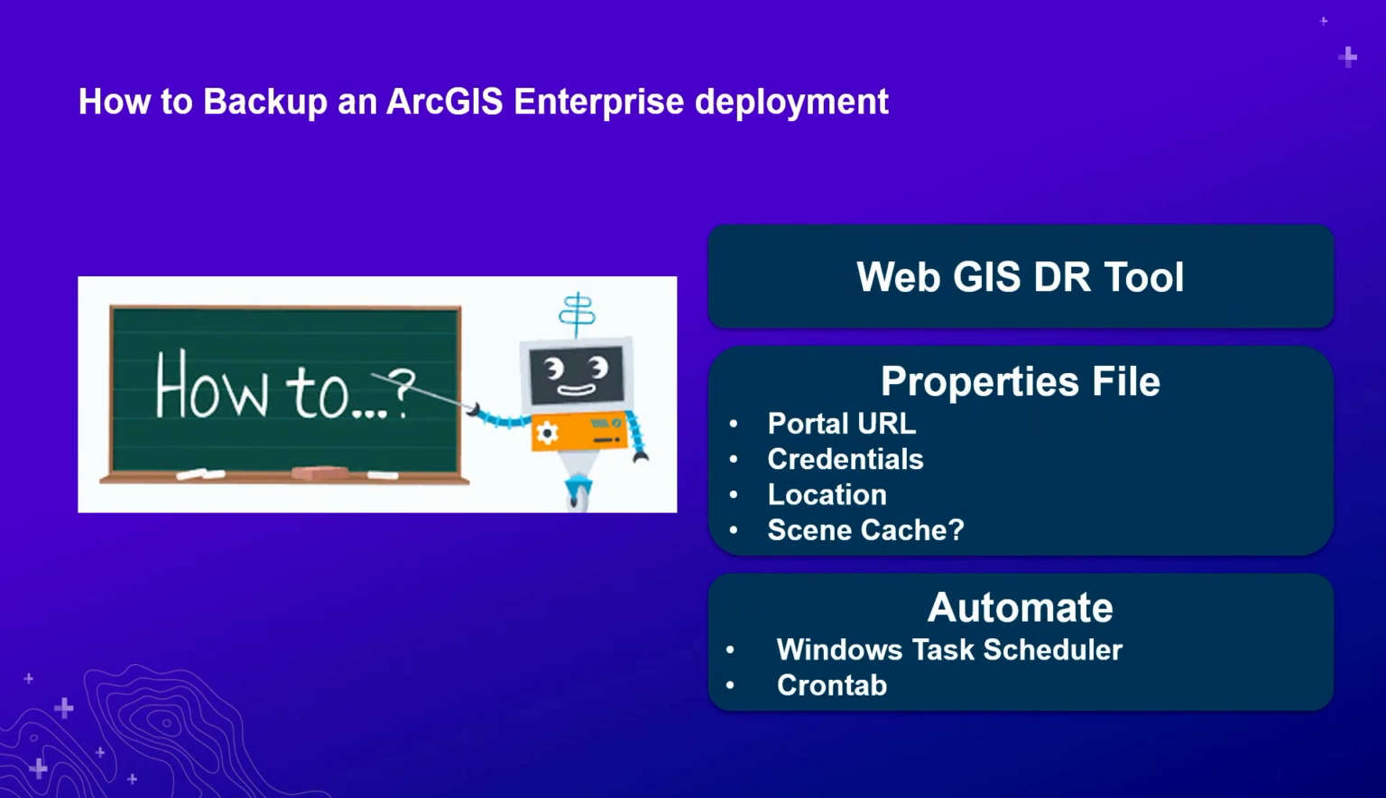So the DR tool comes in with the install of Portal within the tools directory of the Portal install. And it'll include a batch file or shell script along with a properties file. The properties file has certain necessary information to know which portal to back up, what credentials to use, where to back up the files, whether you want to include scene caches or not. Once you're backing up the enterprise manually, you can schedule it. So you can schedule it using Windows Task Scheduler or cron tab so that you always have a consistent process to back up your ArcGIS Enterprise deployment.